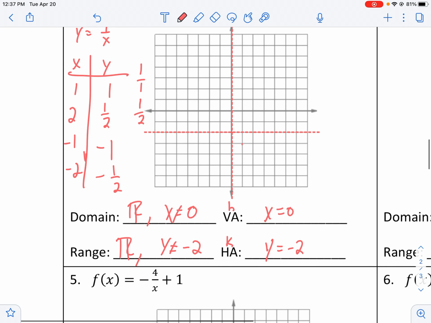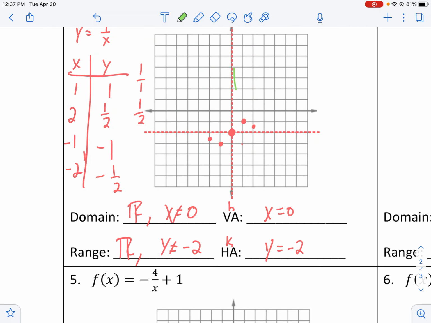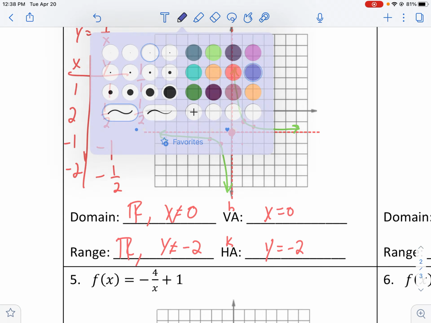So then we plot them. We have 1, 1. We have 2, up 1/2. We have -1, -1. And we have -2, down 1/2. As soon as we draw in these asymptotes, we treat that middle point as our new origin. So then we can just plot all these points to the new origin and then draw our graph. So it'll look just like this. Okay? Let's take a look at another example.